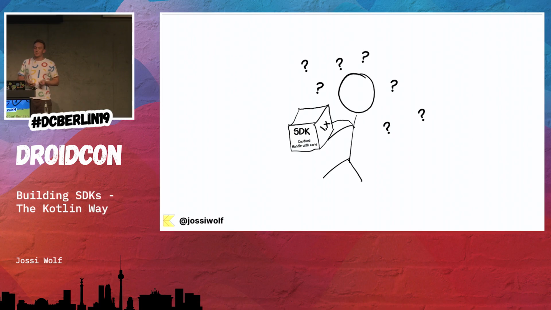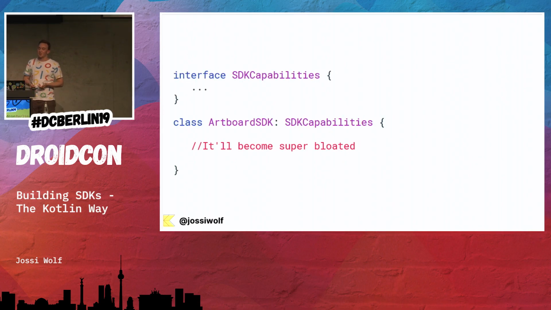But Kotlin's class delegation allows you to do just that. Maintaining clean code isn't super easy when you try to do that, if you have multiple components. So let's take a look at what that means. Suppose you have the interface SDKCapabilities, right? You have some stuff in there, and then you have your SDK. You want everything in there, it'll just become super bloated, not maintainable anymore.